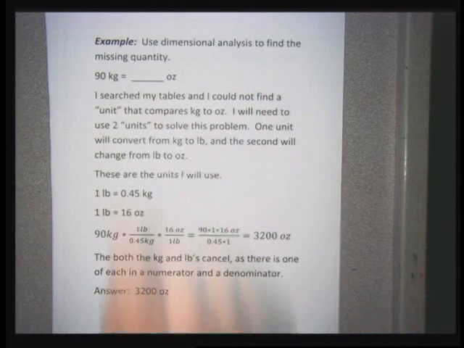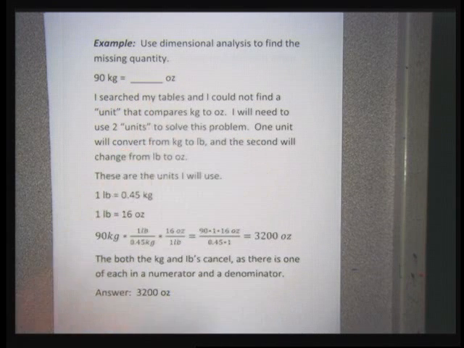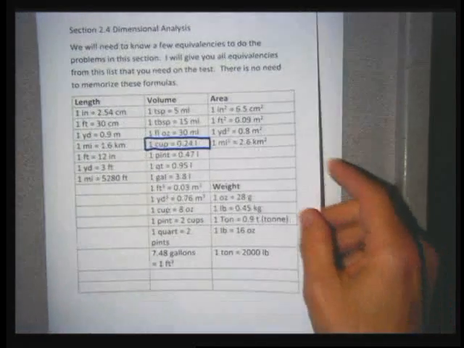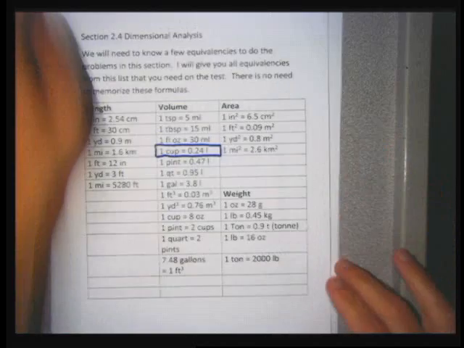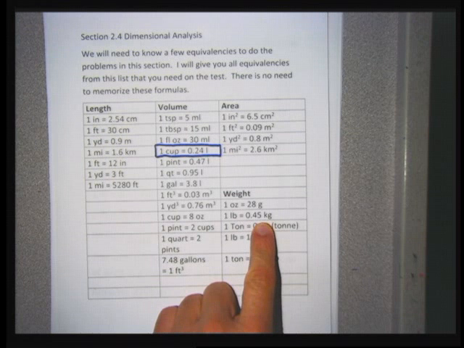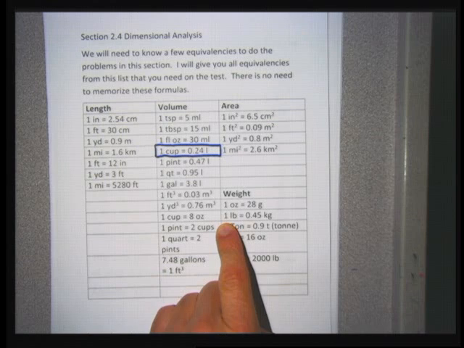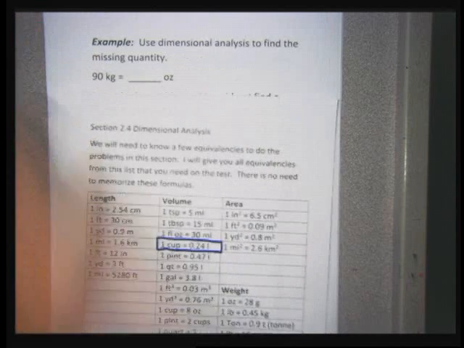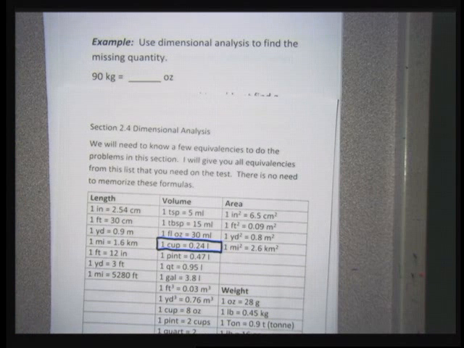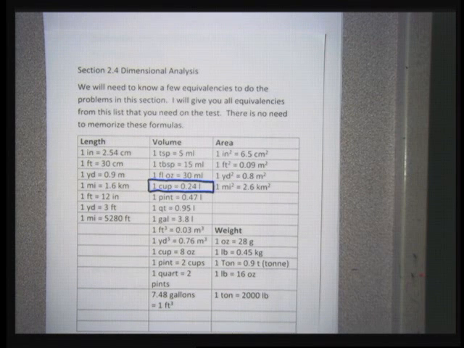So next example, I'm supposed to convert between 90 kilograms and ounces. So that's a weight. And the horrible thing about this example is in my weights right here, the only unit I have that has kilograms compares kilograms to pounds. Well, unfortunately, that doesn't get me from kilograms to ounces, but I could get from kilograms to pounds, and then once I get to pounds, I can get from pounds to ounces. Can I? Yeah, because 1 pound is 16 ounces. So this would be a path that I could use in this problem.